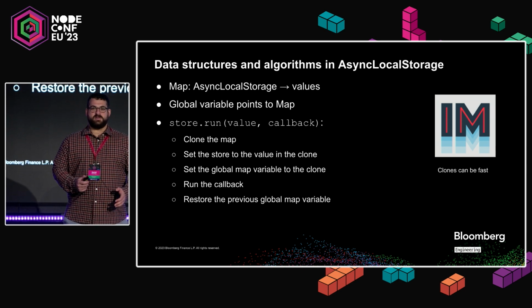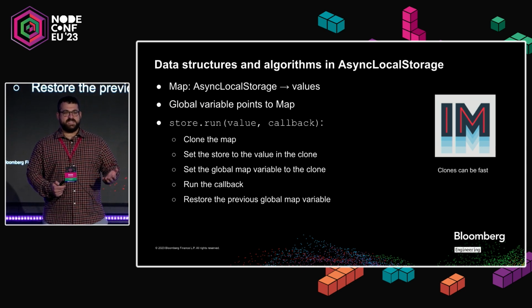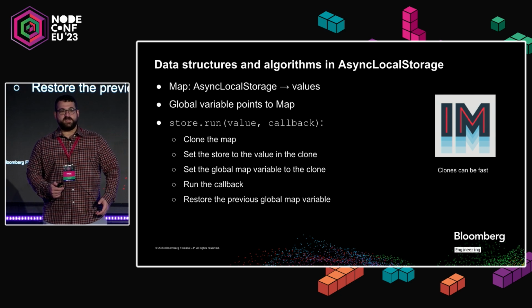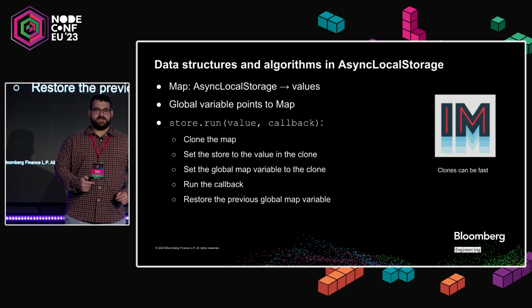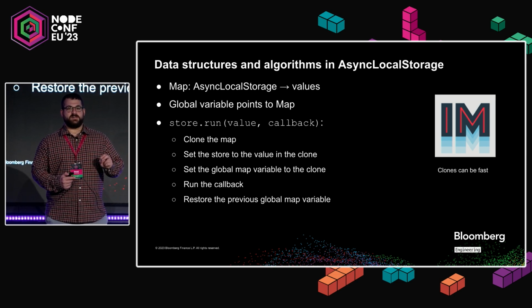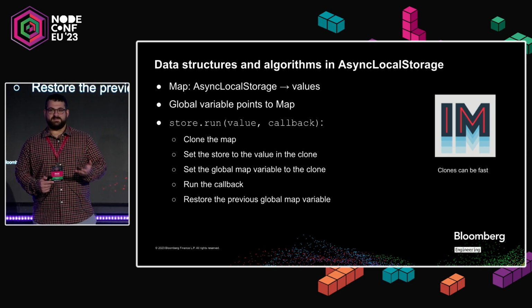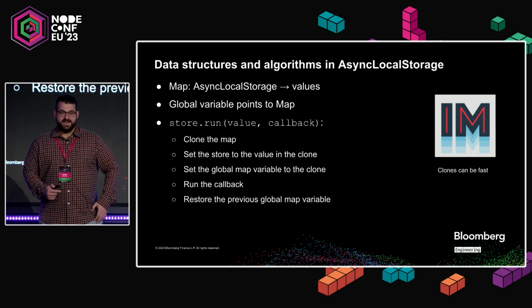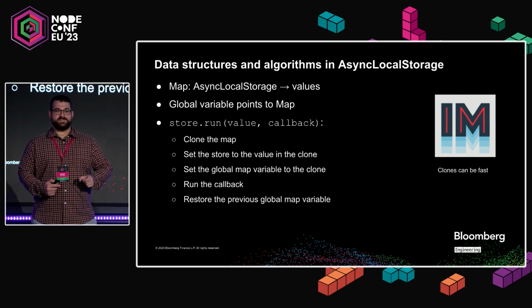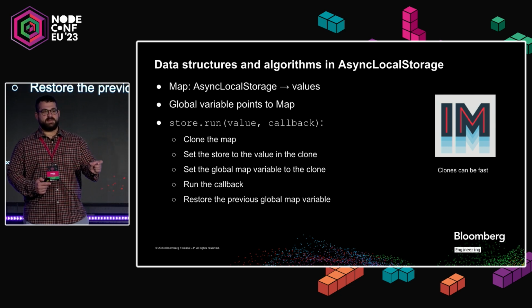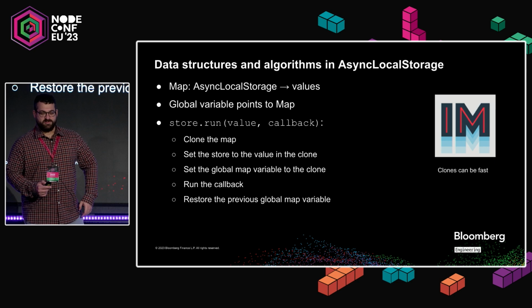And when you hear clone, it sounds like it might take a long time. But libraries like Immutable.js show that clones can be fast. You can use classical, they're called purely functional data structures. There's a great book on this by Chris Okasaki that shows you only have to copy part of the data structure if you're trying to clone it and make a little change, if you implement the data structure well.